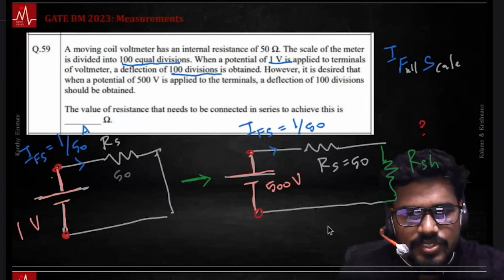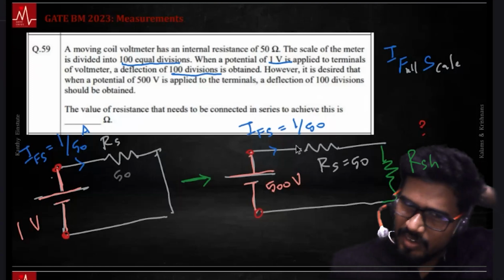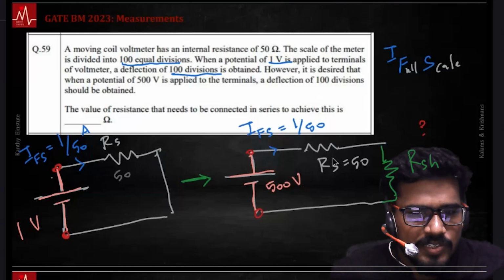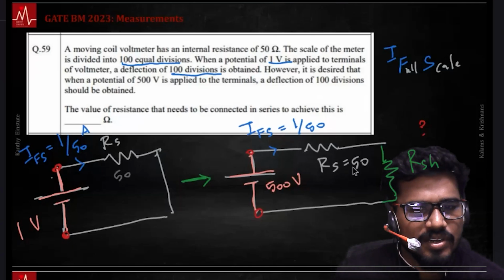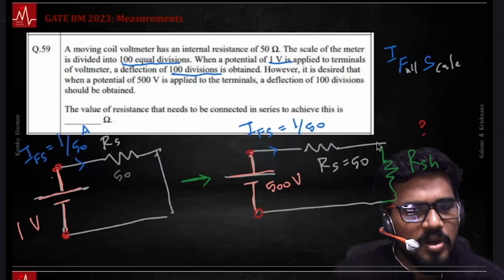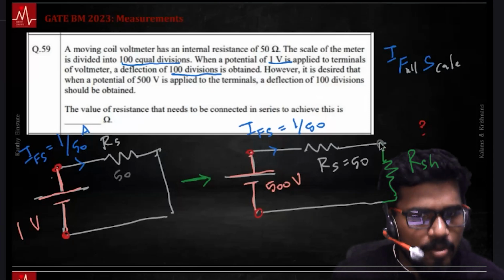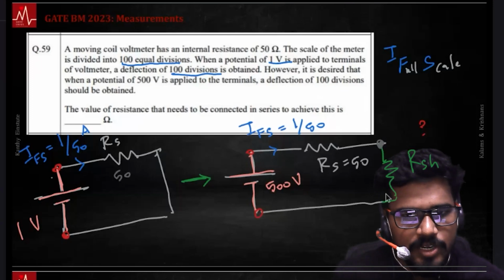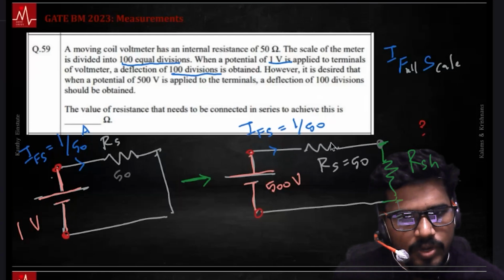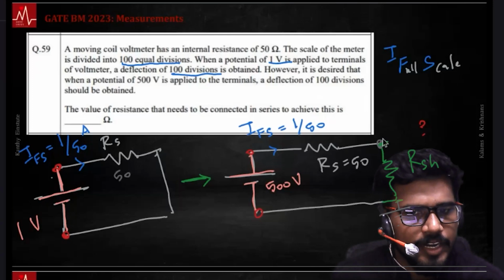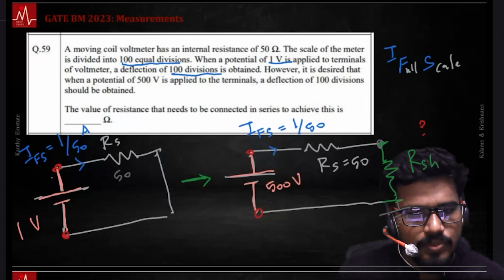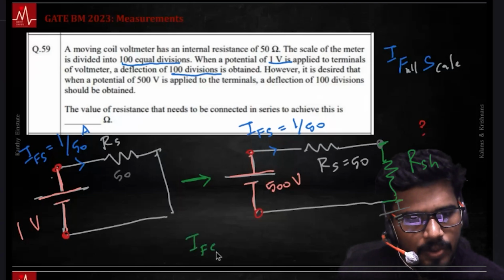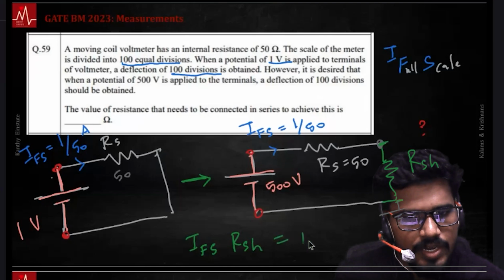If the voltage is 500 volts, how much is the voltage drop across RS? I into RS, so there is a 1 volt drop across the internal resistance. The total rise is 500, and there is a drop of 1 here, so there needs to be a drop of 499 across RSH. You need the remaining 499 volt drop across RSH. So IFS into RSH has to be equal to 499 volts.